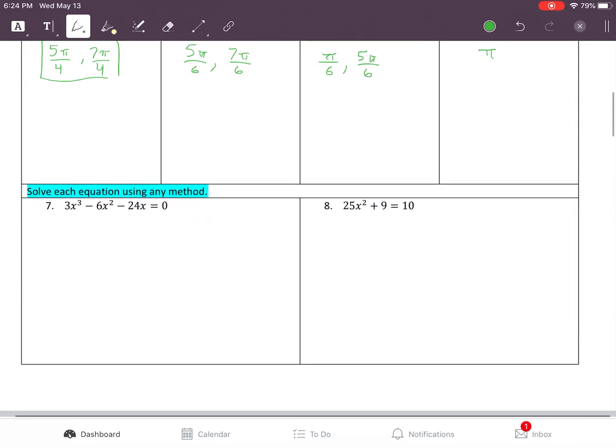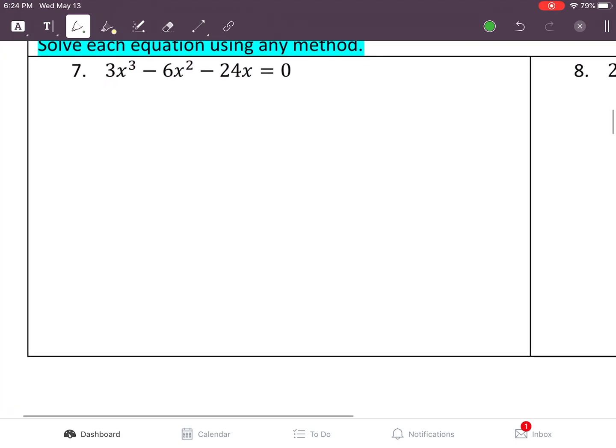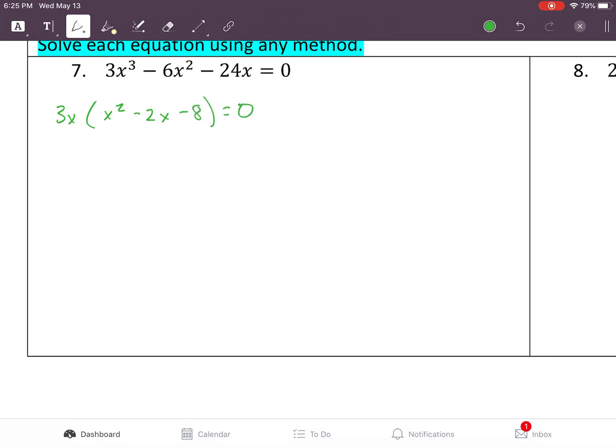Okay? All right, now we're solving equations. These are review questions. The first one, you have 3x cubed minus 6x squared minus 24x equals 0. In this case, there's something that they all have in common, and that is a 3x. So if we take 3x out, we're left with x squared minus 2x minus 8 equals 0.